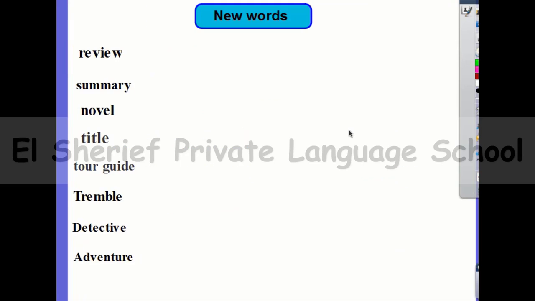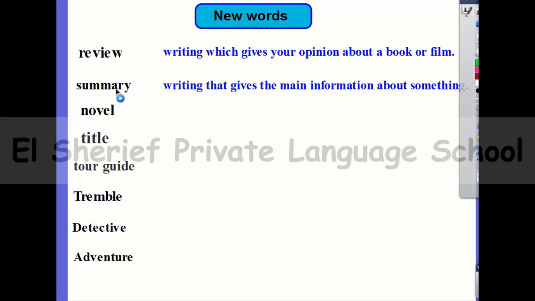Now let's turn to the new words for this unit. Number 1. Review. Review is a noun. It means writing which gives your opinion about a book or film. For example, I read a review of that book. It said it was very good.